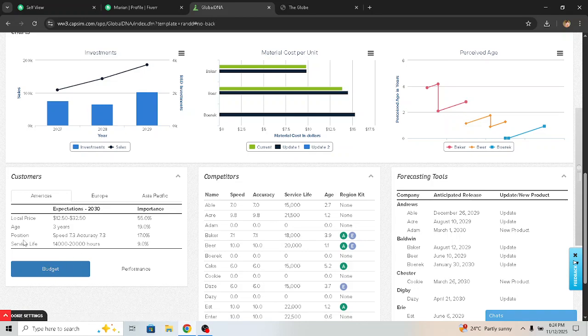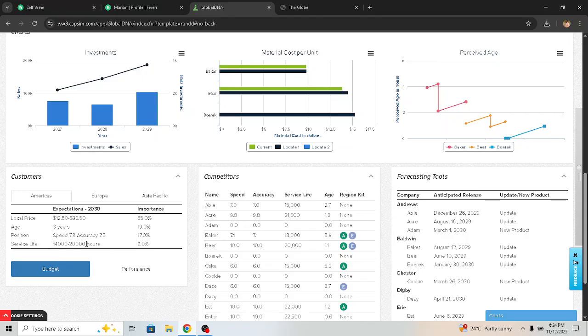So for example, before we make decisions for positioning in R&D, here customers wanted a speed of 7.3 and an accuracy of 7.3, and it has an importance of 17% to our customers. The other thing that's here, it's the service life. They need service life of between 14,000 to 20,000 hours, and it has 9% importance.